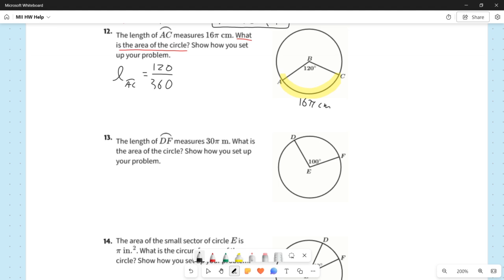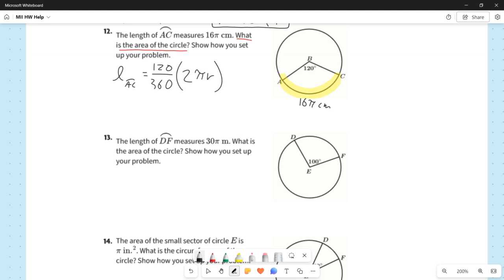So we want this ratio of the area of the entire circle. And, oh no, sorry, we're talking about arc length. Sorry. So we want the circumference of the entire circle because it's arc length, right? So we want this much of the entire circumference. And the formula for circumference is 2 pi r.